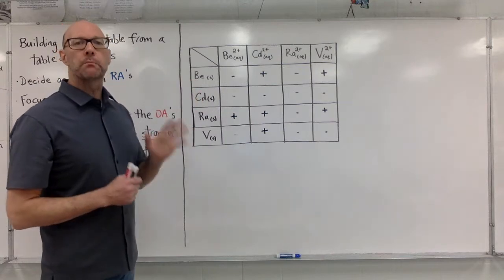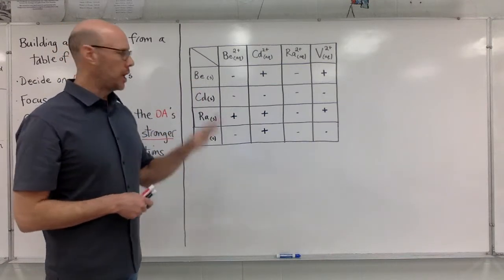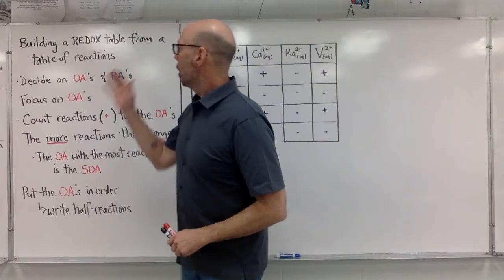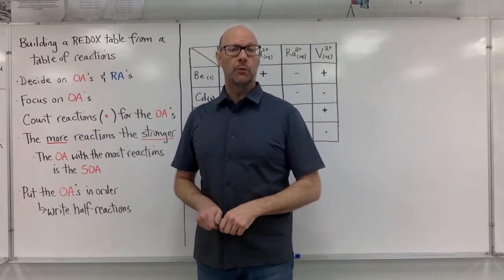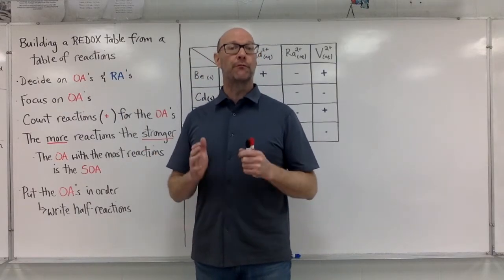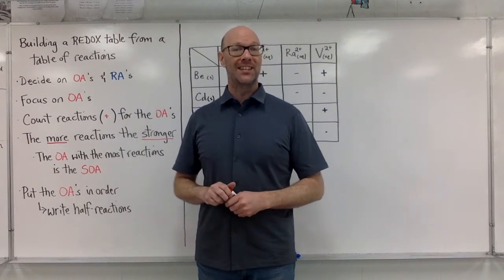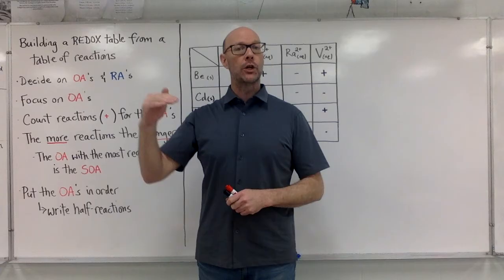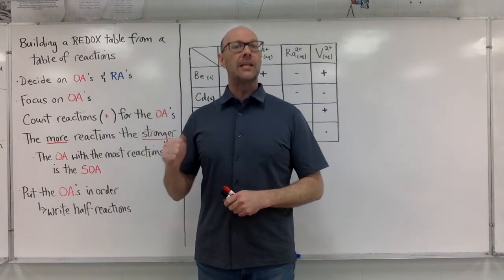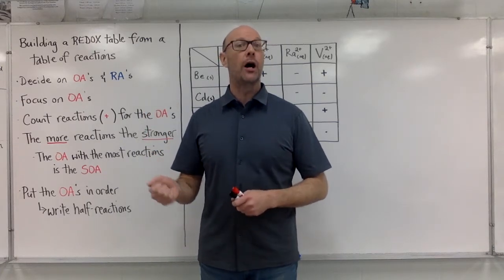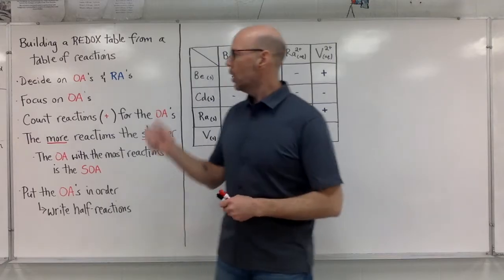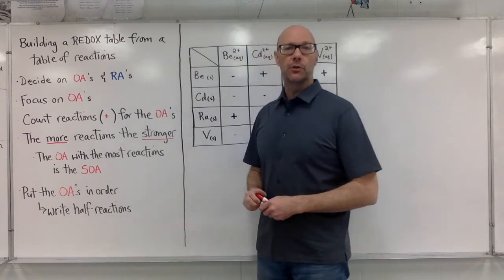This table is going to be provided to us by the question, and we're going to use it to build a redox table. We're going to build a table of reduction half reactions where the strongest oxidizing agent is in the top left and they get weaker and weaker, so our weakest oxidizing agent is in the bottom left. We're going to follow a few steps to do that.